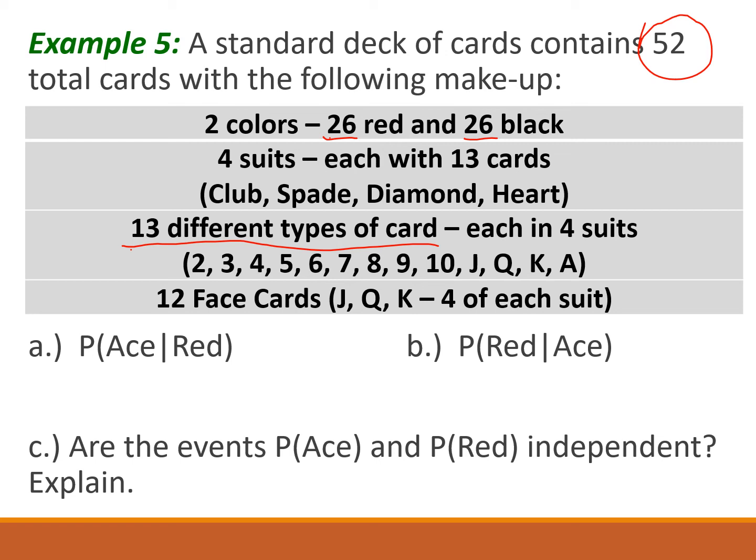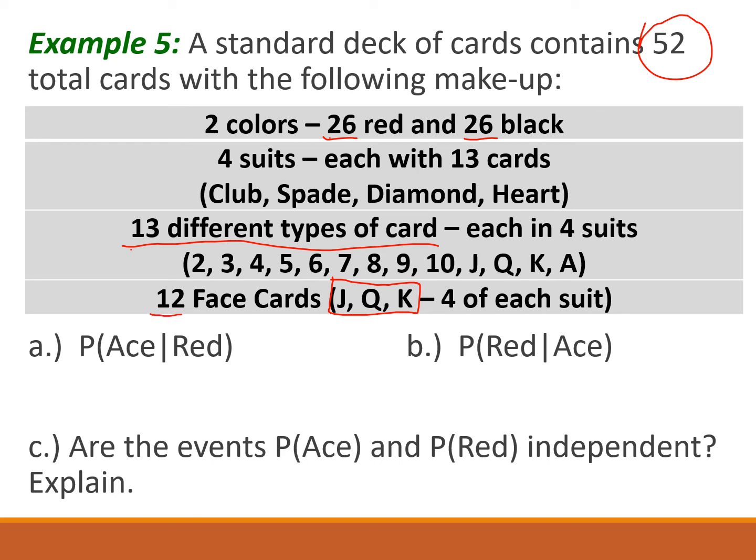When it mentions face cards, it's talking about the Jack, Queen, and King. That's because there's pictures of people on them, hence they have faces on these cards, but not any of the other cards. Obviously, there's 4 of each because there's 1 of each suit, which totals 12 face cards in the deck.